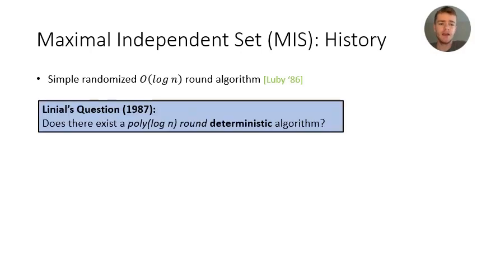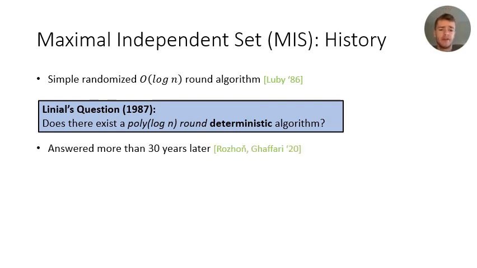Now let me talk a bit about the history of maximal independent set. There's a simple randomized order log n round algorithm by Luby from 1986. And this motivated Linial's question 1 year later. Does there exist a polylog n round deterministic algorithm for maximal independent set? This was only answered more than 30 years later by Rozhoň and Ghaffari in 2020 by giving a polylog n round algorithm. By now, we actually know two different methods how to obtain such a polylog n round algorithm.